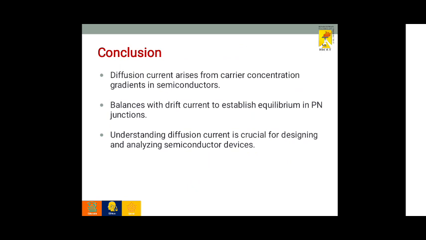Conclusion. Diffusion current arises from the carrier concentration gradient in semiconductors, and it balances with the drift current to establish equilibrium in PN junctions. So understanding this diffusion current is crucial for designing and analyzing semiconductor device operations.